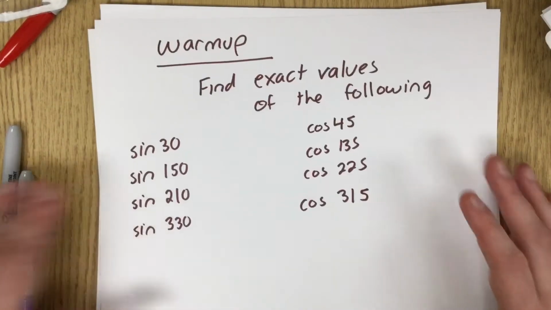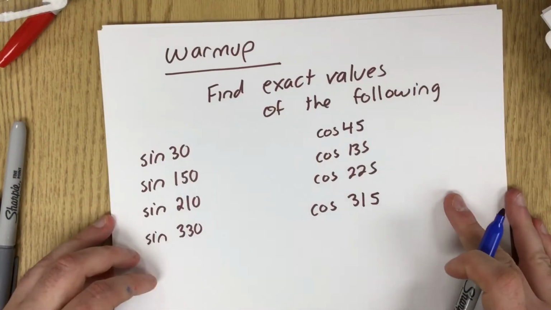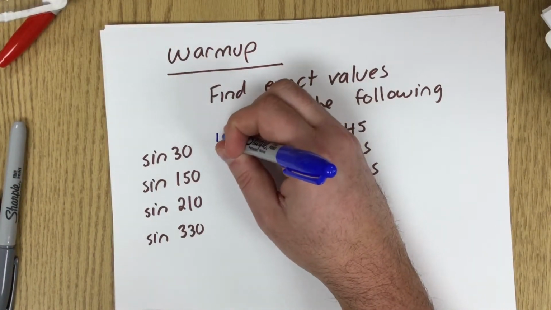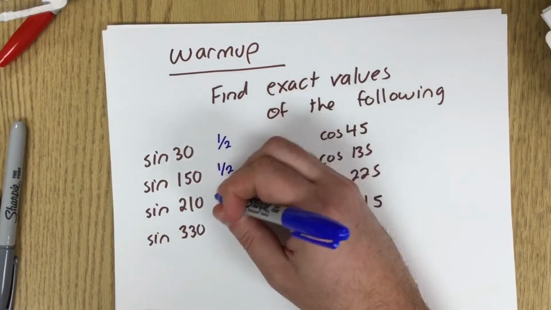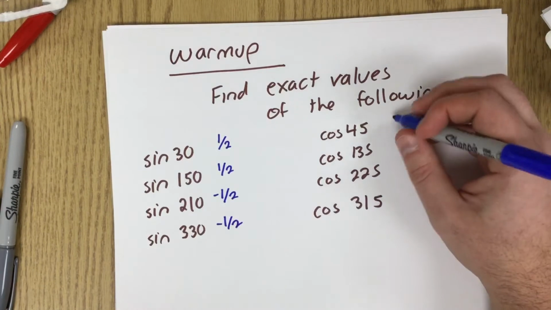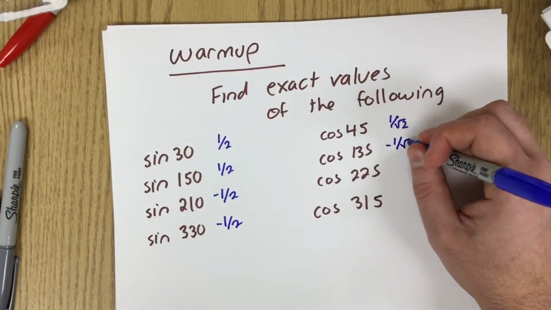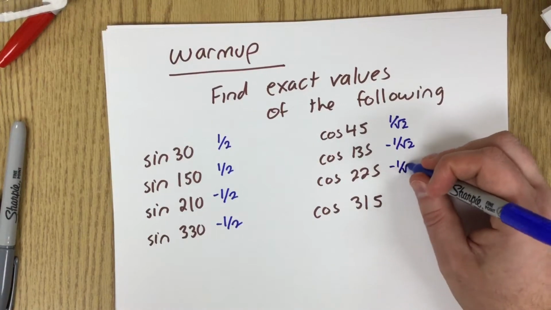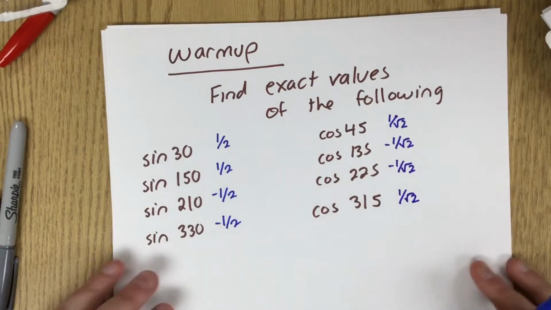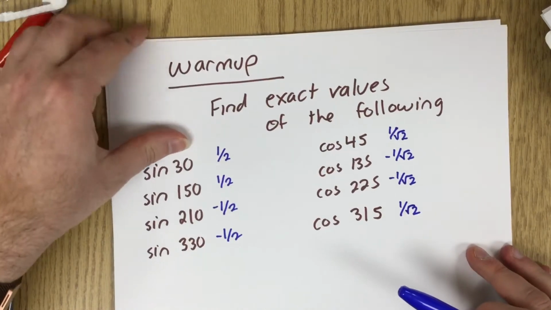So as a quick warm-up, we need to find the exact values of all the following. If you want, you could pause the video and try it yourself. But it's going to be a half, minus a half, and this is going to be 1 over root 2, minus 1 over root 2, minus 1 over root 2 and 1 over root 2. Okay, and we're going to be using this.